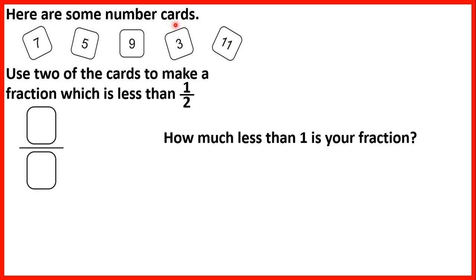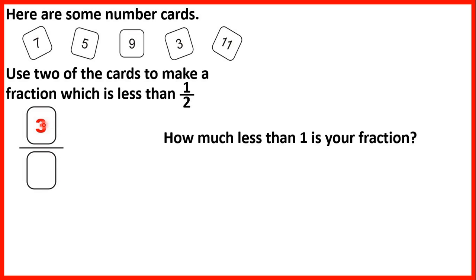Here are some number cards. We have 7, 5, 9, 3 and 11. Use 2 of the cards to make a fraction which is less than 1/2. So if a fraction is less than 1/2, the numerator will be less than half of the denominator.